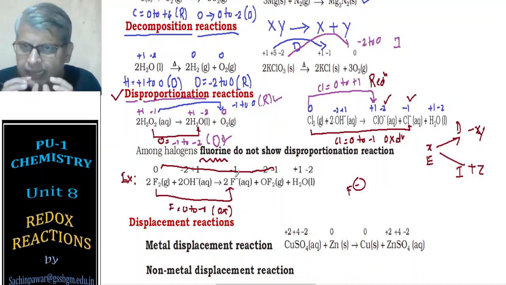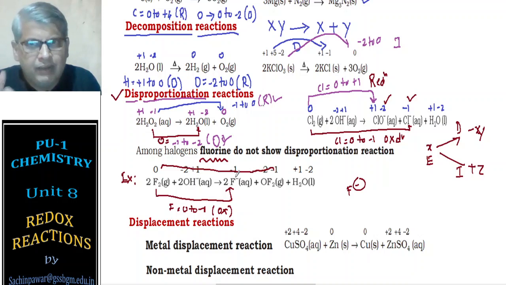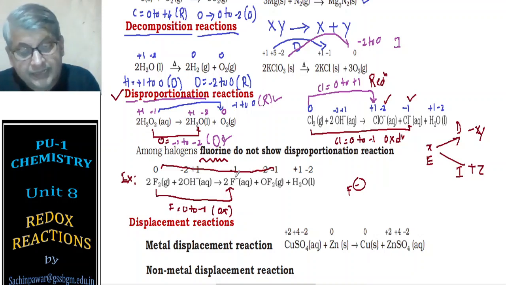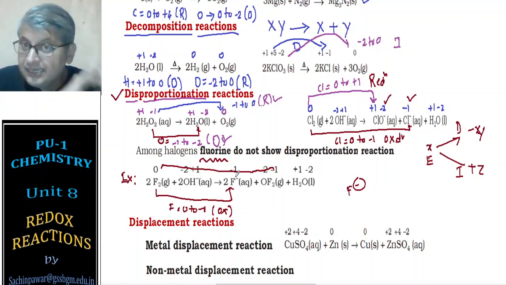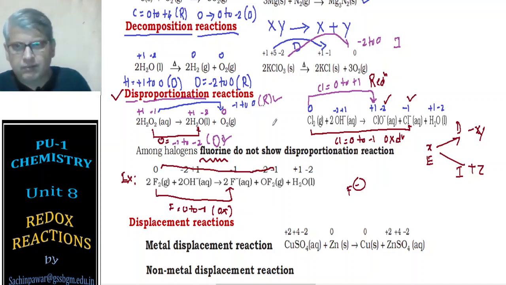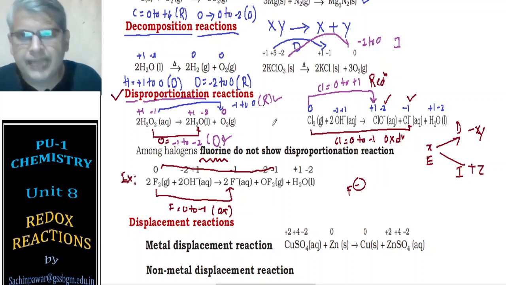Disproportionation means in a particular compound, when a reaction takes place, that element will undergo reduction, that is a decrease in oxidation number, and also oxidation, that is an increase in oxidation number. And if that is happening, then it is a disproportionation reaction. Fluorine is one example where it cannot undergo disproportionation reaction. Okay, let's move on to the next one.